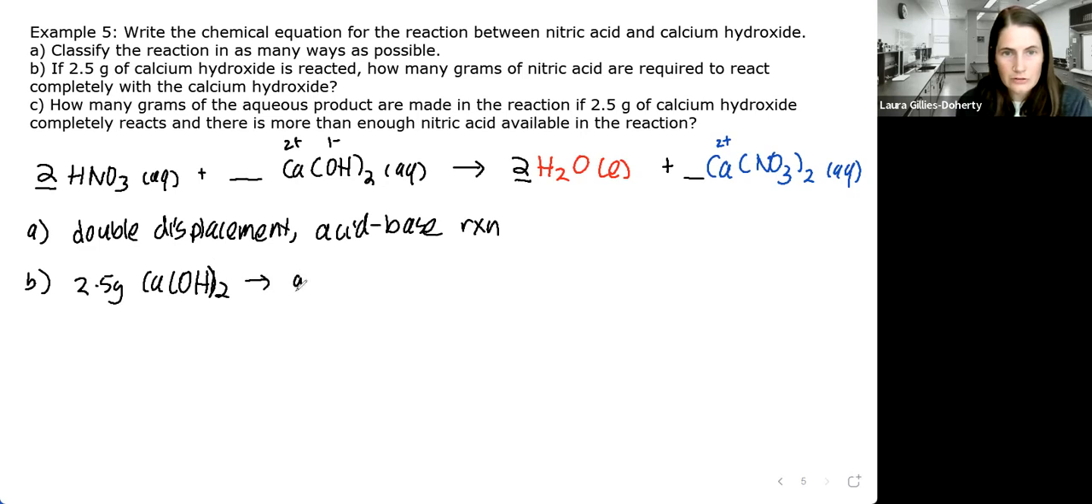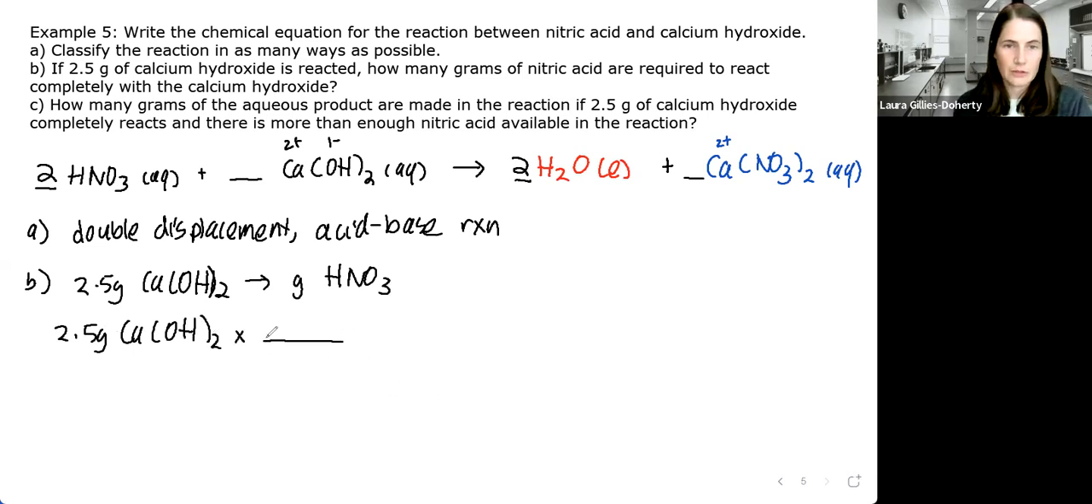And we want to go to grams of nitric acid. So let's start with our given 2.5 grams of calcium hydroxide. We need to convert that to moles. So we need to figure out the molar mass. How much does 1 mole of calcium hydroxide weigh? So we'll use our periodic table to do that.